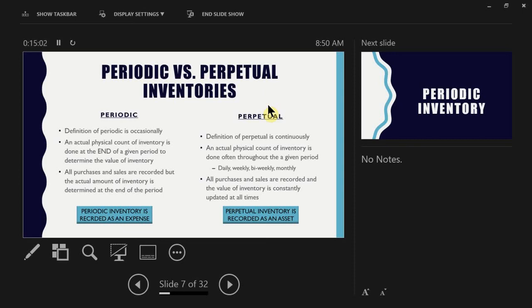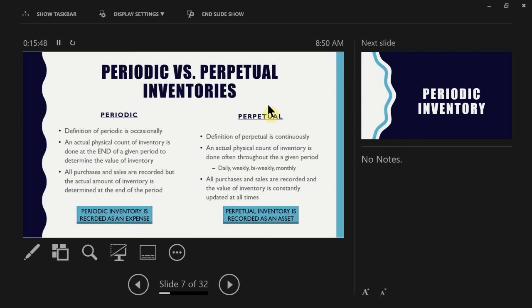Whereas perpetual inventory, since the definition of perpetual is constantly, means we're constantly updating our inventory. When we track each item, not only are we keeping track of how many items we purchase, we're also keeping track of how many items we sell. This one is more for typical items that you want to keep a good track of. If you purchase something, the minute you sell it, you update your inventory, so you always know how much inventory you have at all times, whether you take a physical count or not.